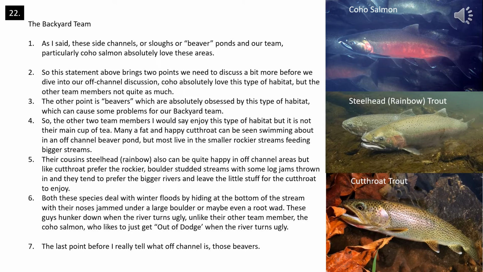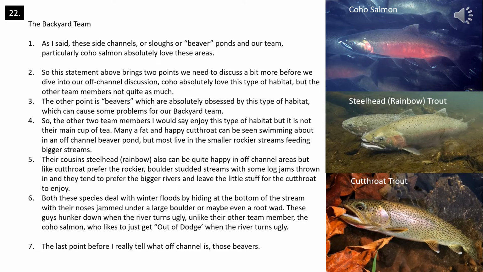Coho specialize in off-channel, whereas cutthroat and steelhead occur in off-channel. Steelhead and cutthroat specialize in mainstem habitats, particularly boulder-bedded streams, with the cutthroat preferring the smaller tributaries, the steelhead the larger, and coho also occur in the main stem for at least the summer period, but not so much the winter. Again, overlap and some segregation. And it's partly how these species deal with winter floods, which on the wet coast here is a big deal if you plan to survive till spring.